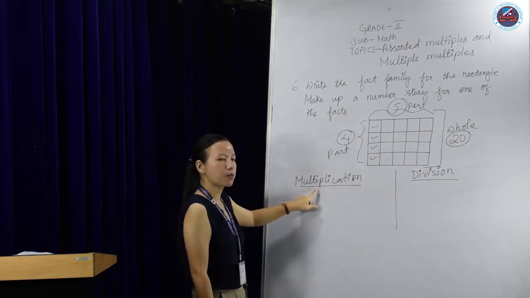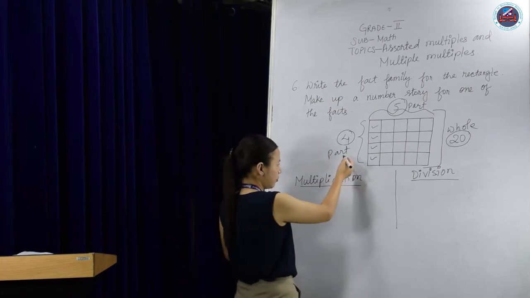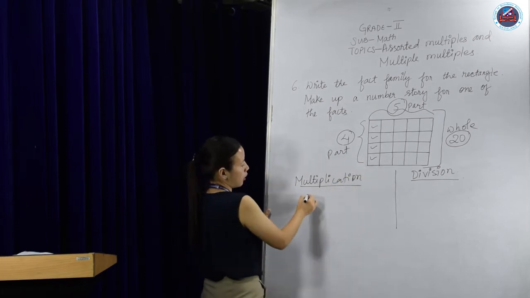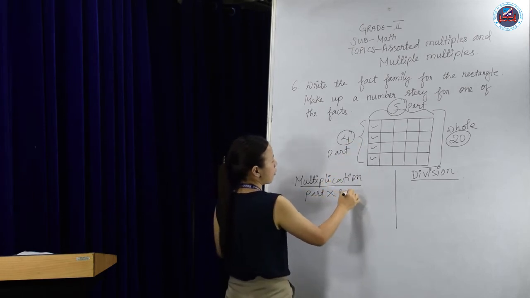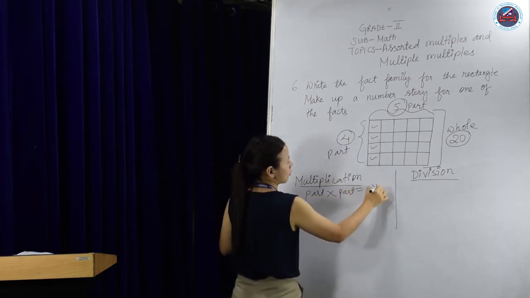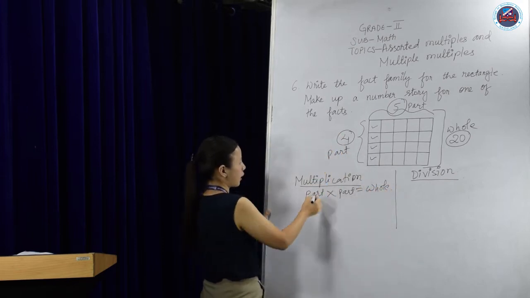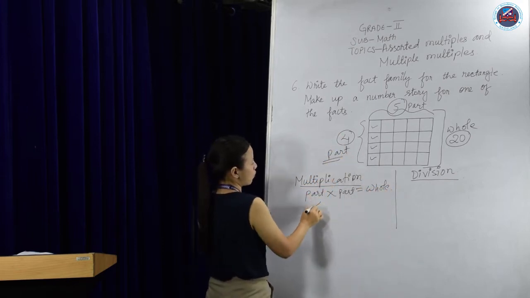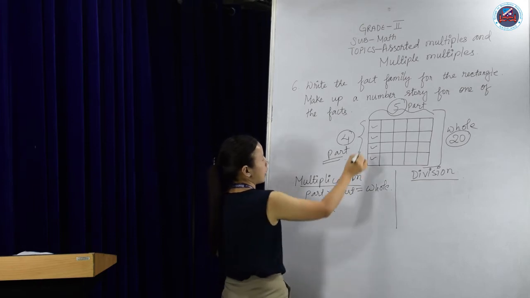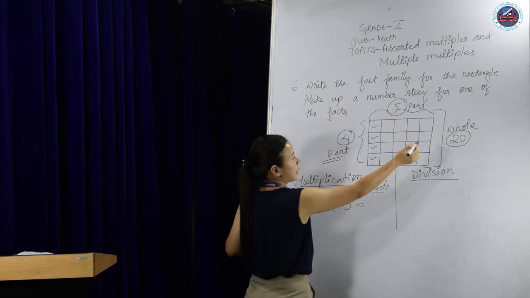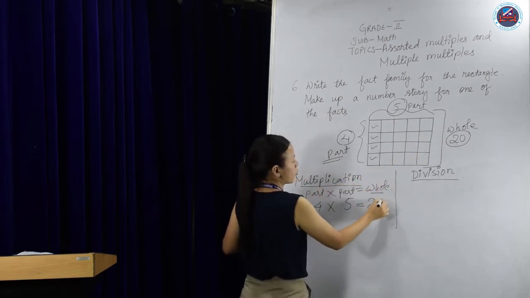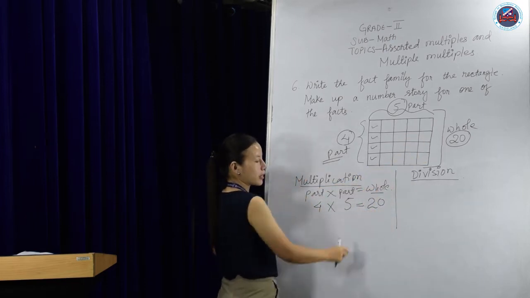Now let's go for the multiplication first. For this multiplication, you have to multiply the 2 parts, that is part into part, to get your whole. Your first part we got as 4, so I'm going to write 4 here. And the second part we got 5. So write 5 equal to your whole. That is altogether 20. So 4 into 5 equals 20.